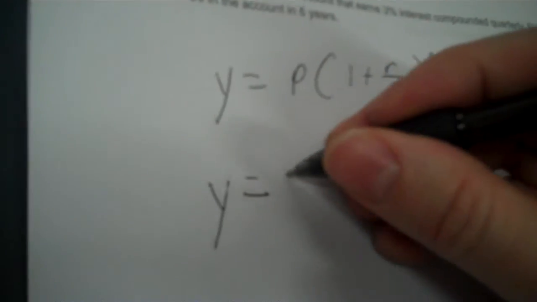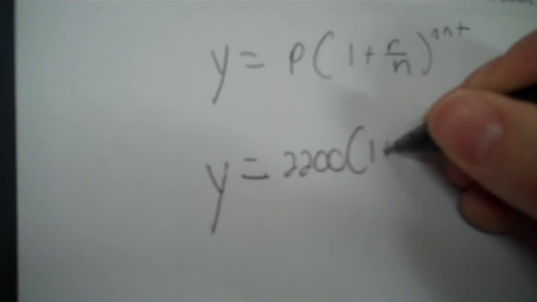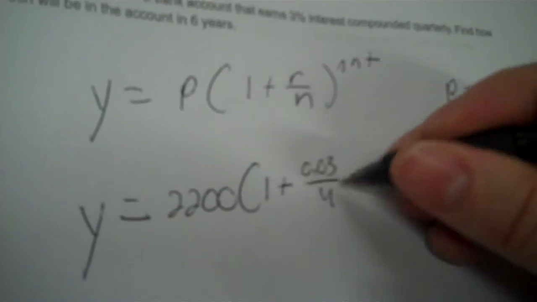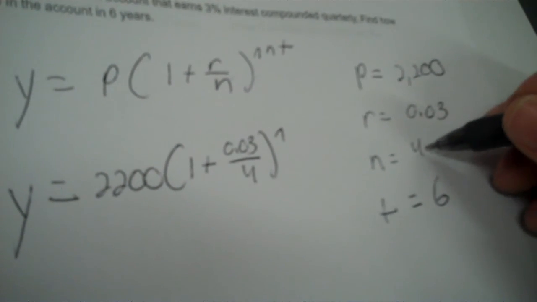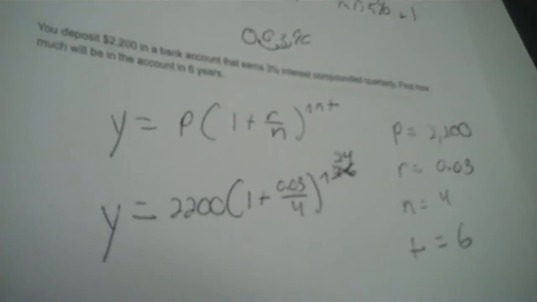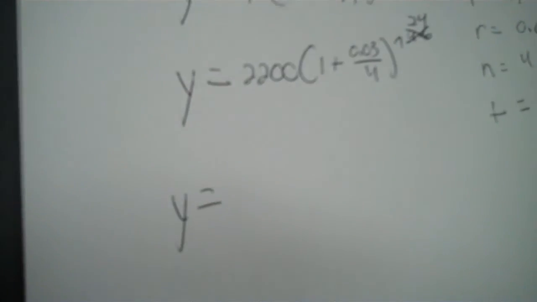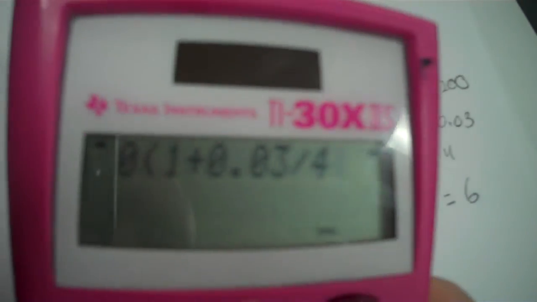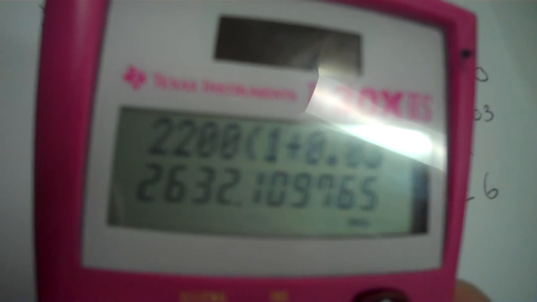So your P is 2200. 0.03 divided by N, which is 4, to the power NT, so that's 4 times 6. That is 24. Now plug it in, you got it. $2,632. Okay, you got 2 to do.